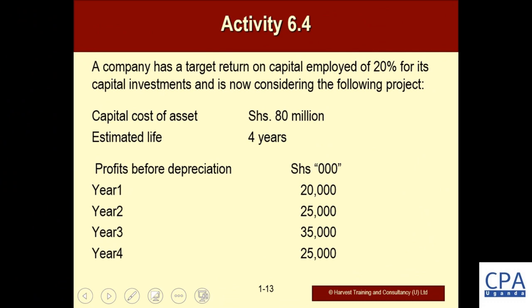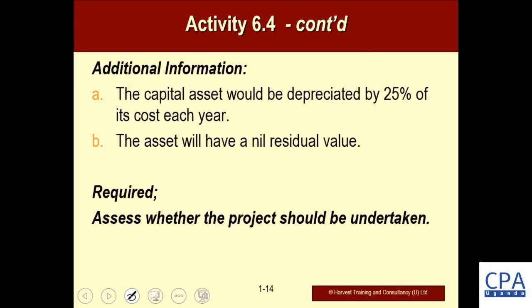Here we are given a company that has a target return on capital employed of 20% for its capital investment, and the company is now considering the following project. The project is estimated to have a cost of 80 million and to run for a period of 4 years. The examiner has given us the profits, and these profits are before depreciation. Year 1, we have 20 million, year 2, 25 million, year 3, 35 million, and year 4, 25 million.